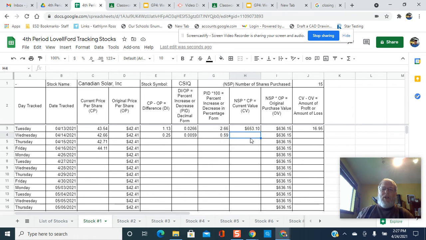In terms of the percent increase, we're going to find the current value of our stock, the current valuation. We take the number of shares that we own, which is 15, and times that by the current price. The current price on this date was 42.66. That gives $639.9. Now we're going to turn that into a dollar sign. So 636.90.